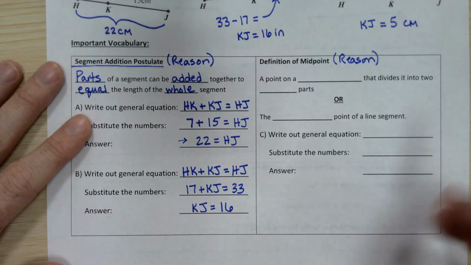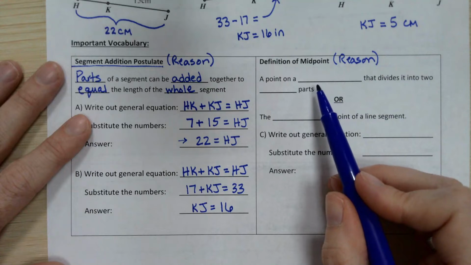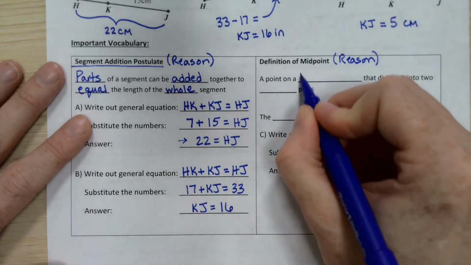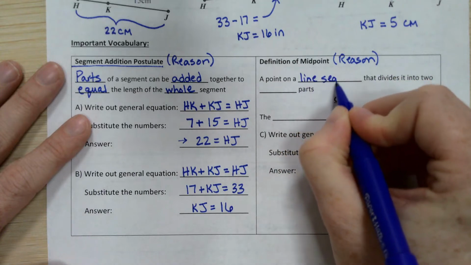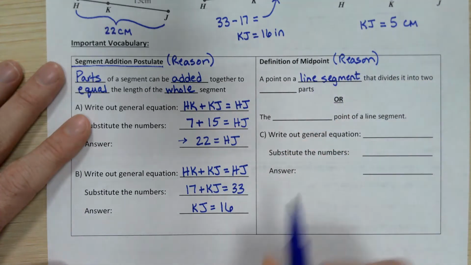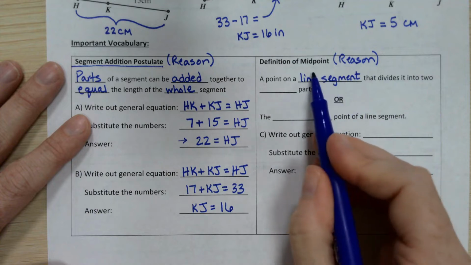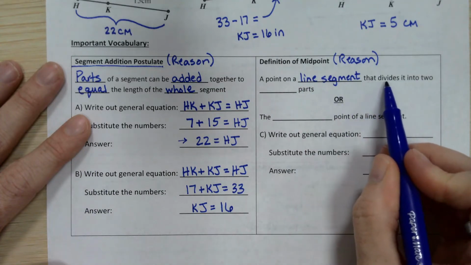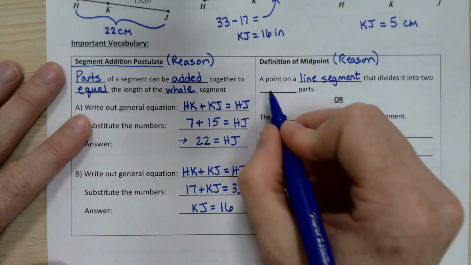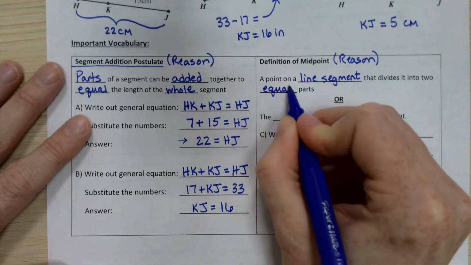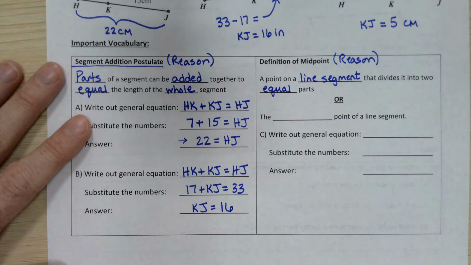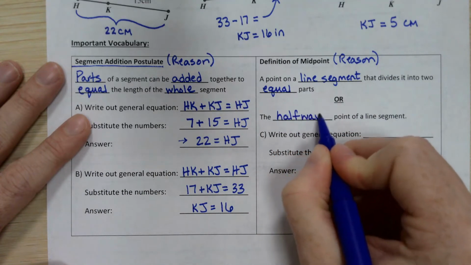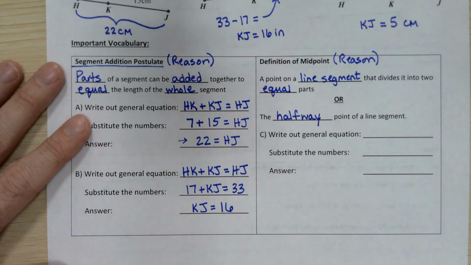All right, continuing on, we're looking at the definition of midpoint next. So a midpoint is going to be a point on a line segment. Sometimes we just call those segments, by the way, so if you leave out the word line, it's okay. That point, though, specifically divides the segment into two equal parts. So it's not just a random location, it's actually the halfway point of the line segment.